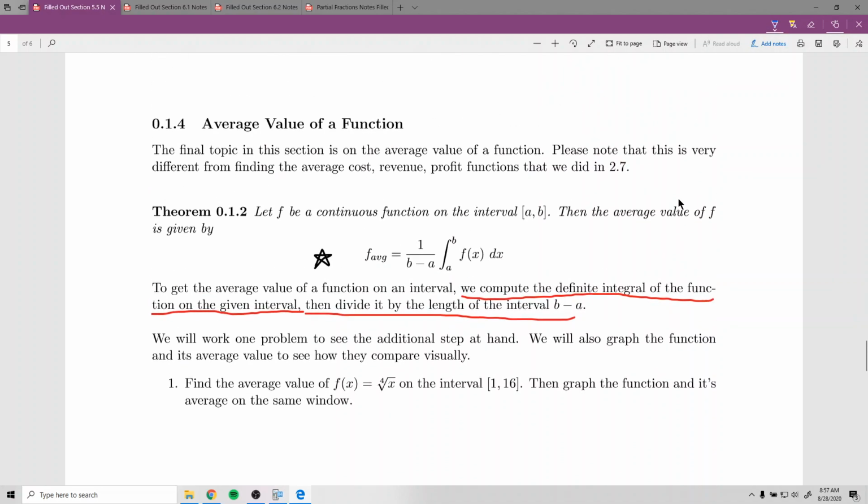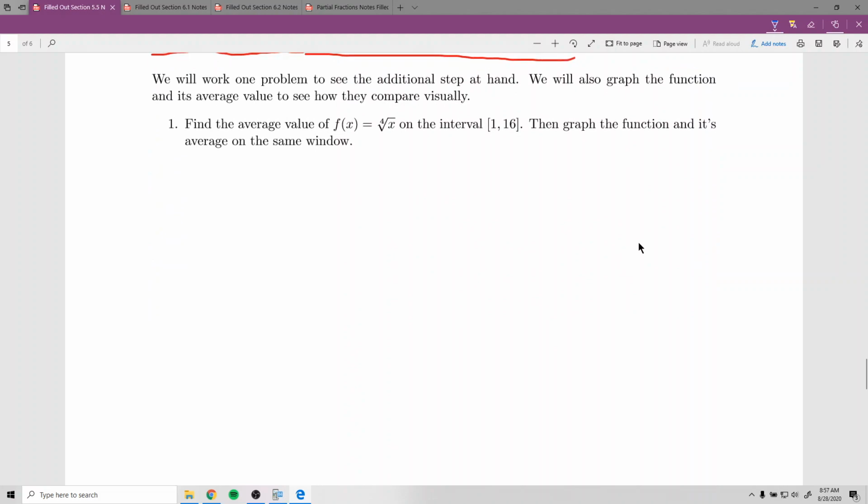Right. So I just got one problem here, but it's one of the nicest functions as far as finding the average value because it's easy to graph and see on the calculator. This says find the average value of f of x equals the 4th root of x on the interval 1 to 16. And this is what I'll do. I'll show you in the calculator, then graph the function and its average value on the same window.